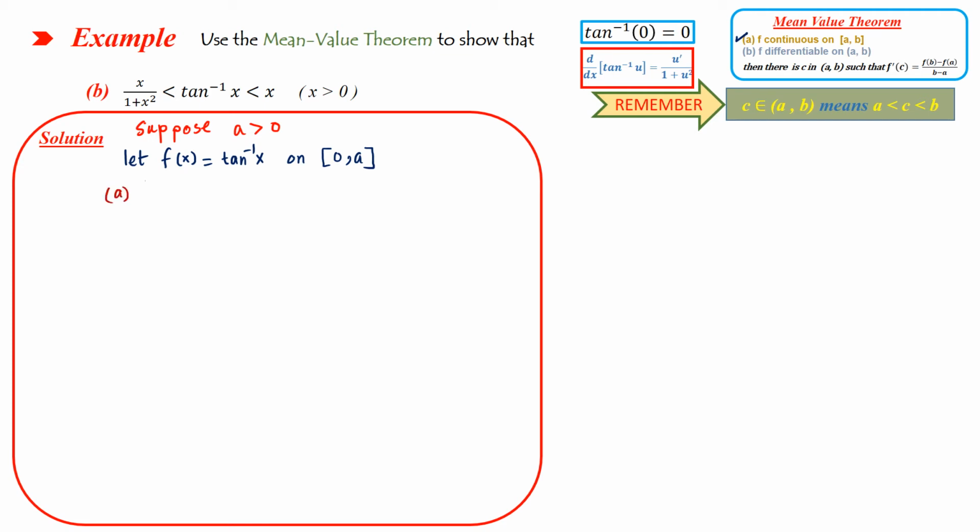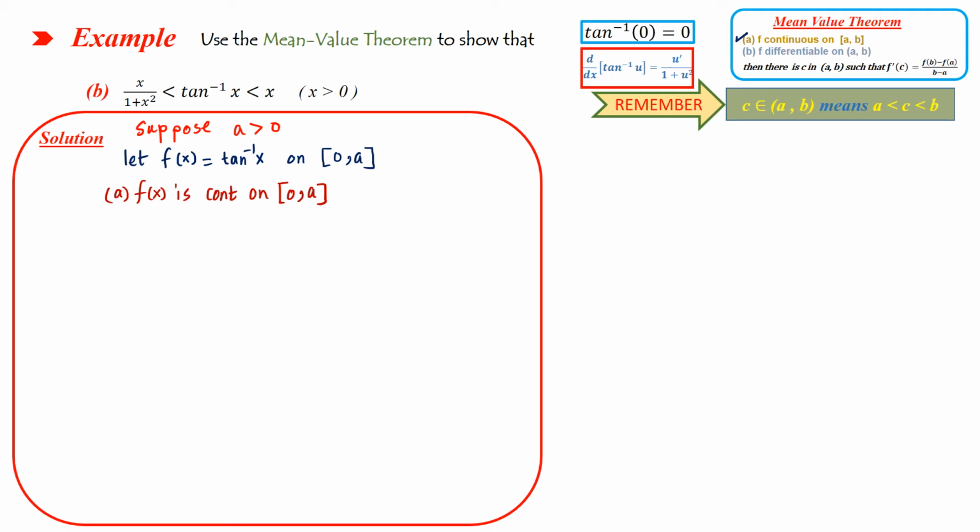So as in part A, f of x is continuous on the open interval from 0 to a because tan inverse of x is continuous everywhere. The domain of tan inverse of x is all real numbers, from negative infinity to infinity. So on any sub-interval, tan inverse must be continuous.